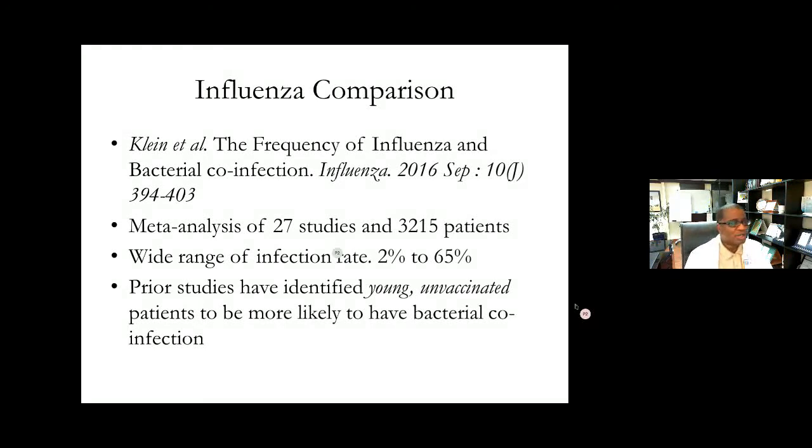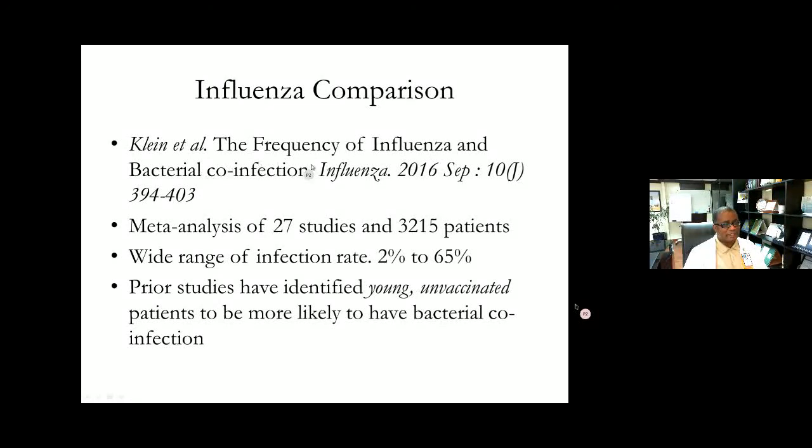Influenza, we know, back in 1918, the majority of the reason of death for most patients was due to concomitant superinfection with bacteria, most notably Staphylococcus aureus. Now, there's a meta-analysis of 27 studies done by Klein et al., which evaluated a similar number in the previous group, in this case was 3,215, to find out whether there was co-infection with bacteria in patients with influenza.